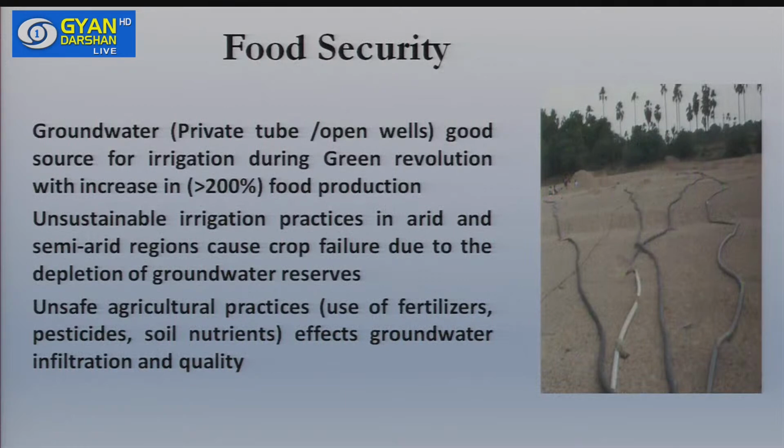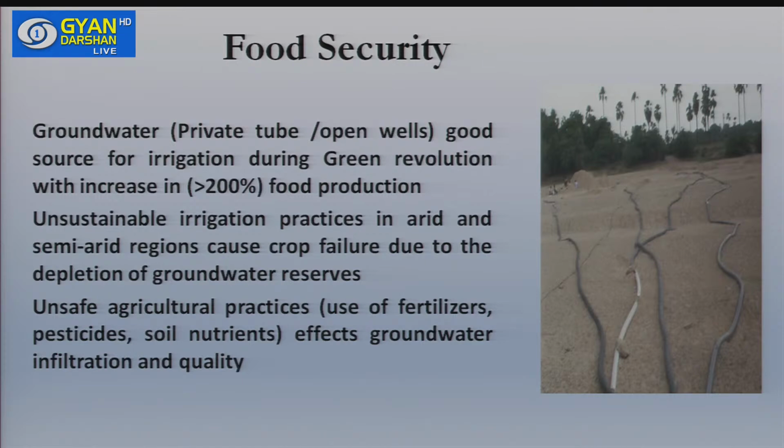Before saying more about food security, we also have an important aspect relating to climate change and sustainable development. On food security, we can say that groundwater, including private tube wells and open wells, was a good source for irrigation during the Green Revolution, with increasing food production. There was a 200% increase in food production due to the Green Revolution, and this was also because of the greater usage of groundwater.